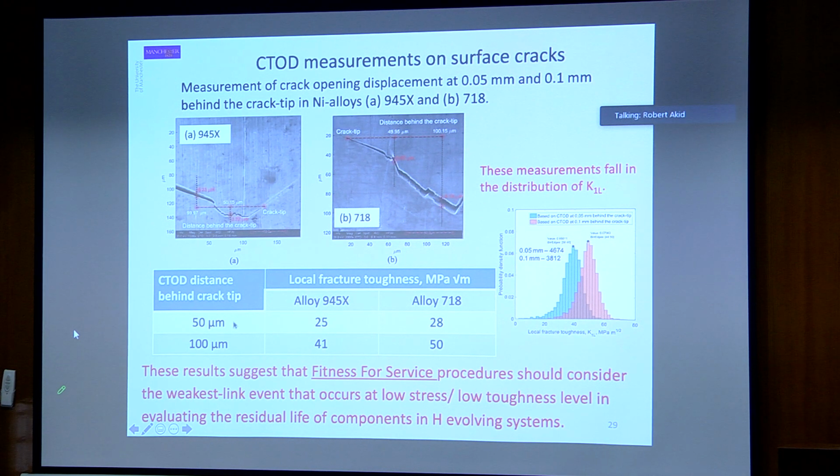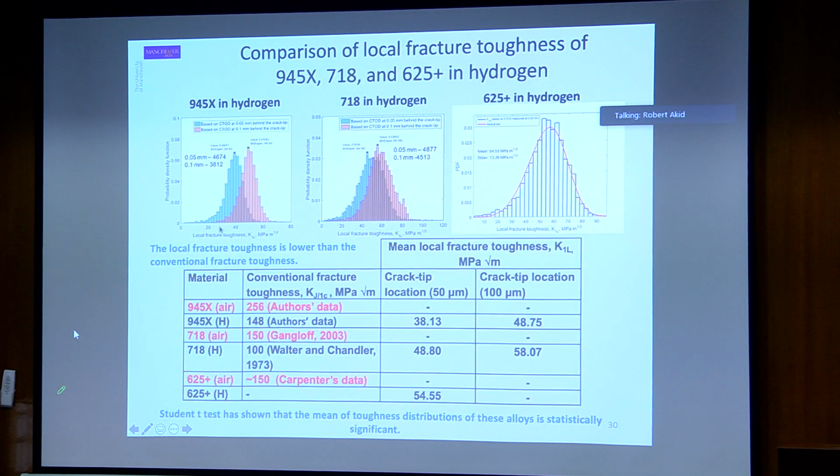And what we see, depending upon how far away we are from the crack tip, a value for the local fracture toughness. So we're kind of suggesting that fitness for service procedures should be very wary of using fracture toughness measurements that are made where the crack tip opening displacement is measured a long way away from the crack tip. And here's further examples in different materials, 945X, 718, 625.